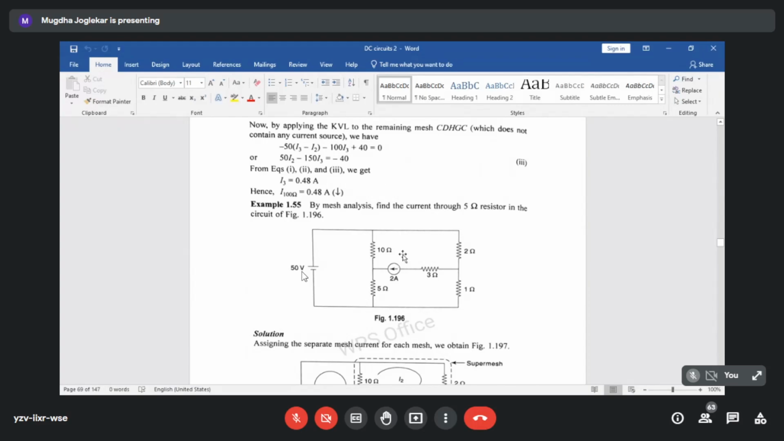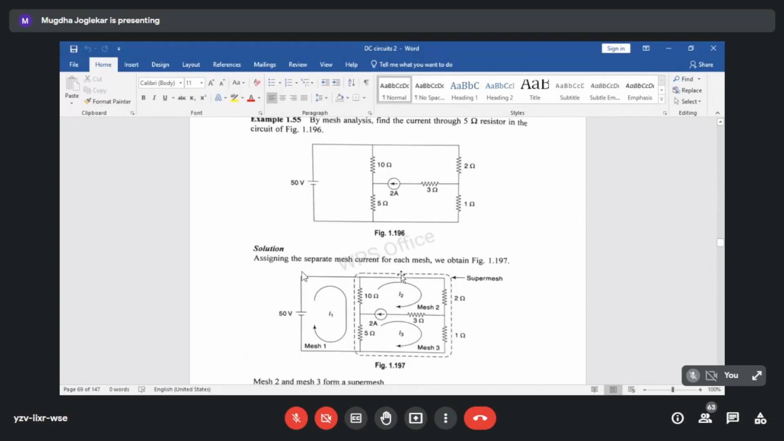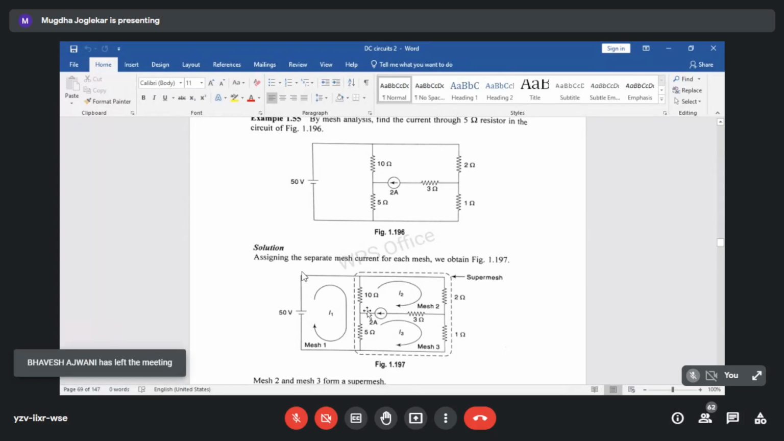So first of all, we'll write the equation for this. We'll give the branch mesh currents first. This is I1, I2 and I3. Now I2 is in the same direction as the 2 ampere source. I3 is in the opposite direction. So what we'll write here? I2 minus I3 is equal to 2. That is one equation we are going to write for this middle branch. I2 minus I3 is equal to 2.